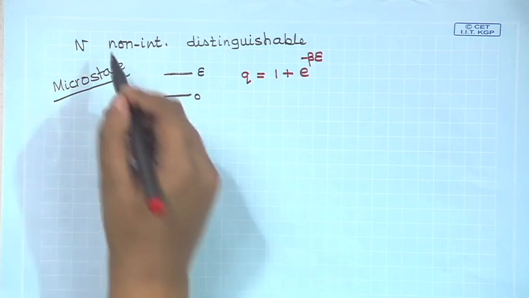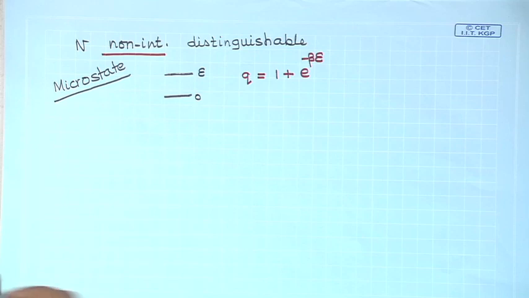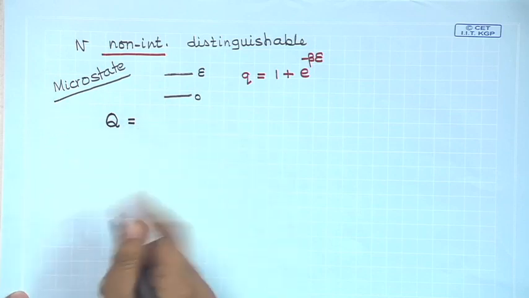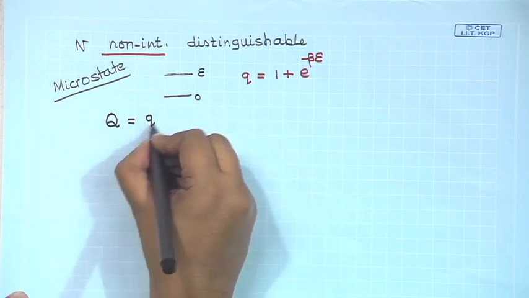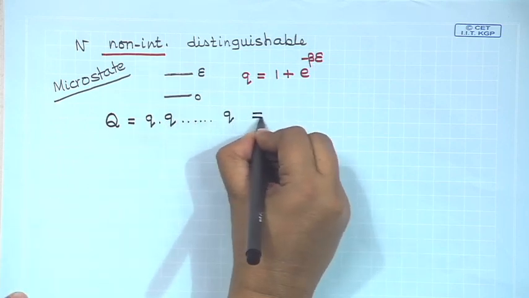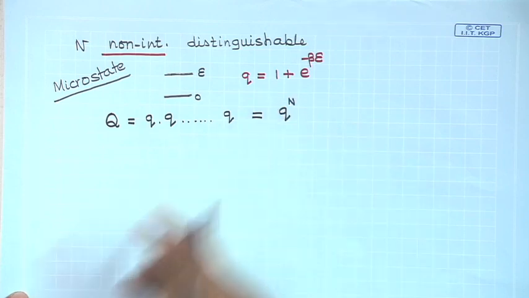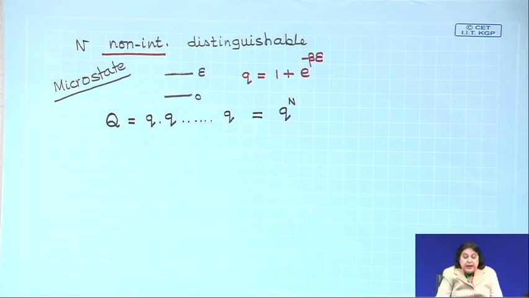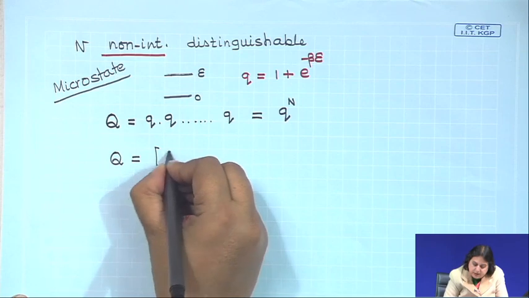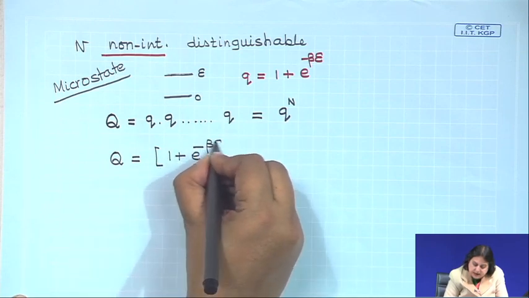And then if these are non-interacting, I should be able to write that the net partition function for this n particle assembly is going to be small q for the first particle, small q for the second particle, and so on up to the nth particle, and that must be equal to small q to the power of n. So, if I have capital N non-interacting distinguishable two-state particles present under canonical ensemble, then what is going to be the form of capital Q? Capital Q is going to be given by 1 plus e to the power of minus beta epsilon, whole to the power of n.